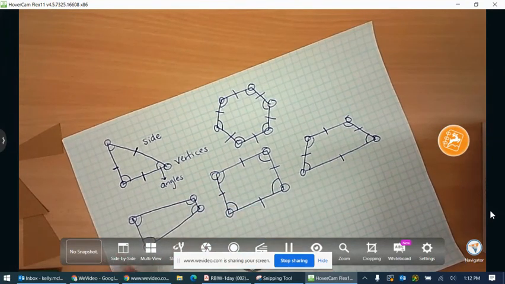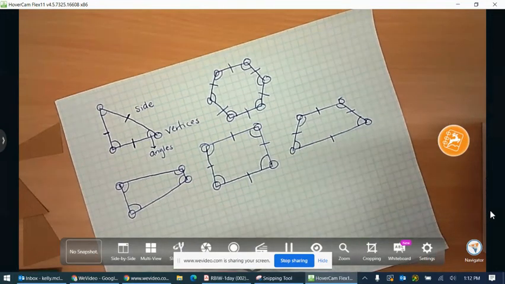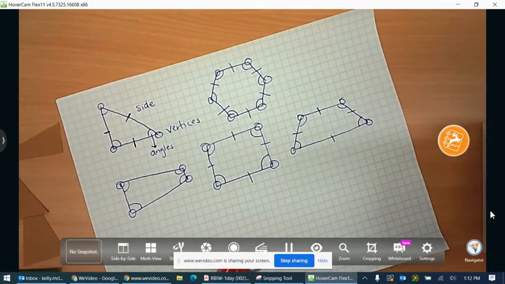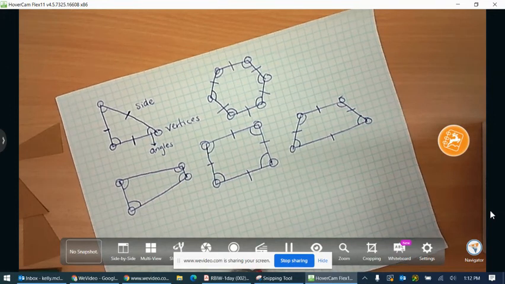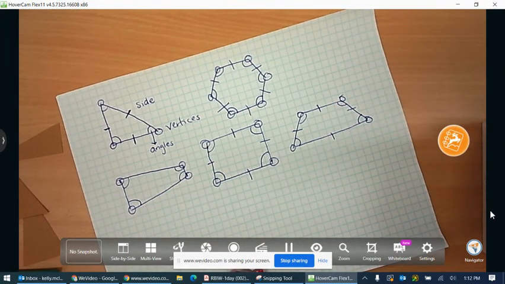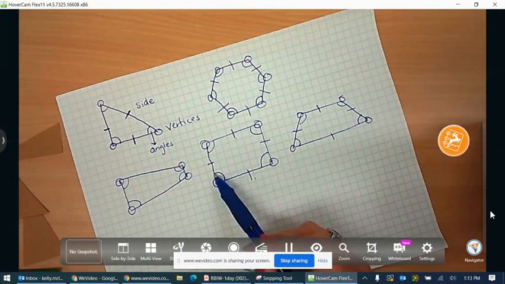Okay, so I hope this video has helped you at home. And remember, you do not need to have grid paper. You could do this just on a piece of scratch paper, notebook paper, printer paper, little pad paper, just whatever you have. And you can practice drawing these shapes. And when you're drawing them, make sure you are marking the sides, marking the angles, and the vertices.